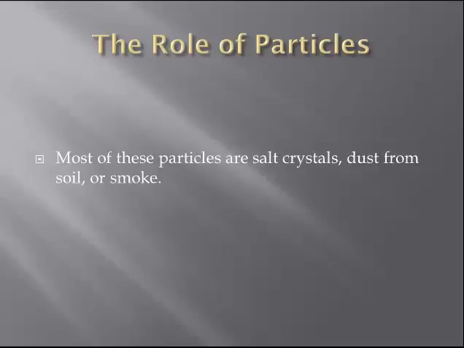Most of the particles in the atmosphere that this occurs on are salt crystals, dust from soil, or even smoke. We call these little particles condensation nuclei. Little particles of dust or other material floating around in the atmosphere are called condensation nuclei, and they are used for water vapor to cling to and form water droplets.